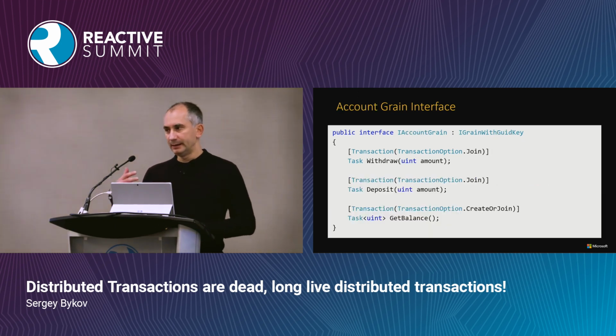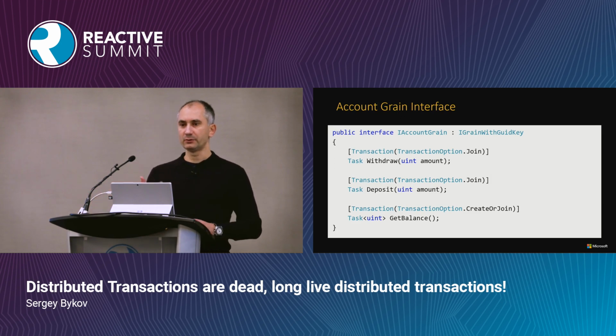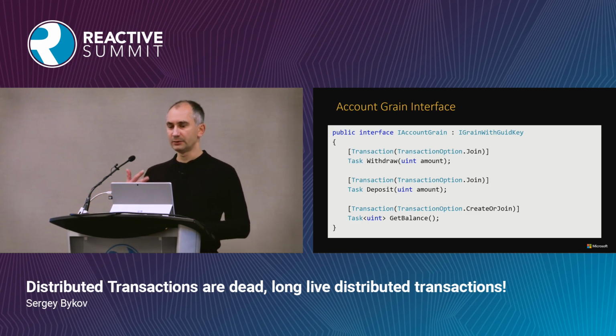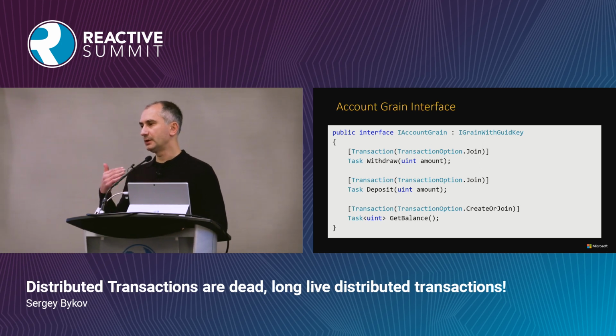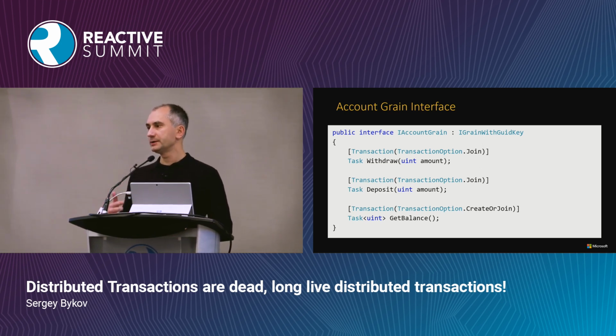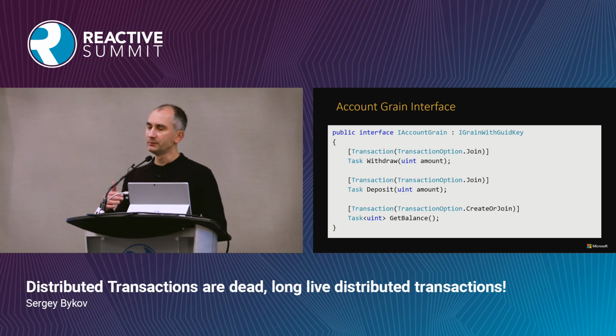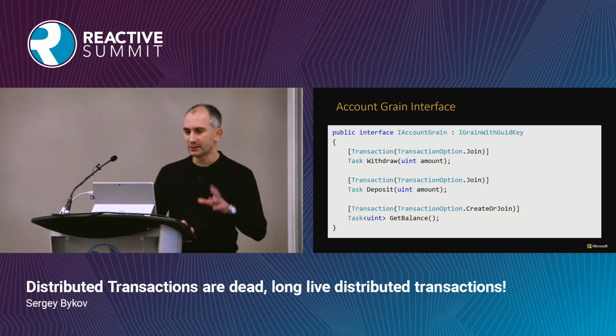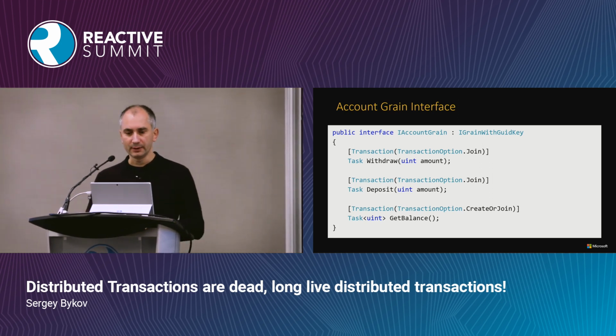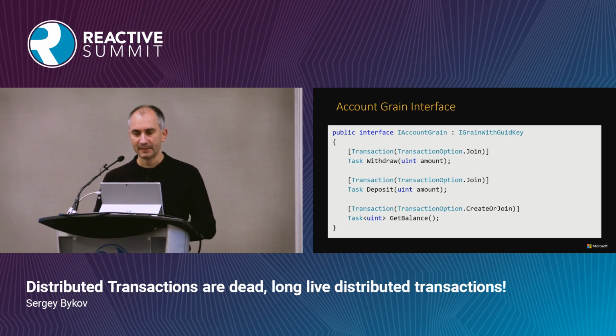Similarly, on the account grain, you have 3 operations: withdraw, deposit, and get balance. And withdraw and deposit, they require to join an existing transaction. Less obvious is why get balance needs a transactional attribute. But if we think about isolation, we don't want get balance to return some intermediate result. We want to make sure when get balance returns, it returns a committed state that can be relied on. So that's why it has the create or join attribute on it.